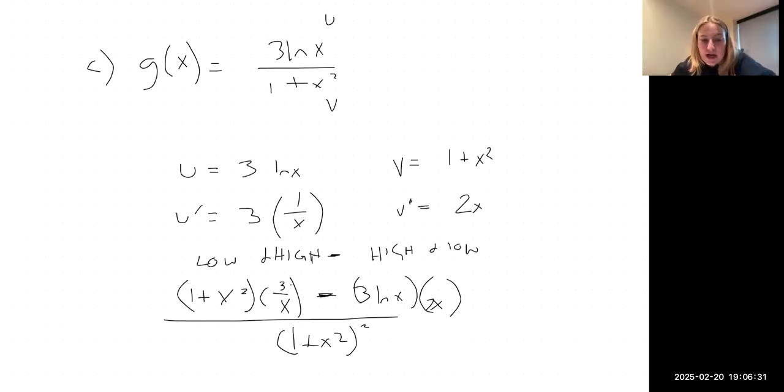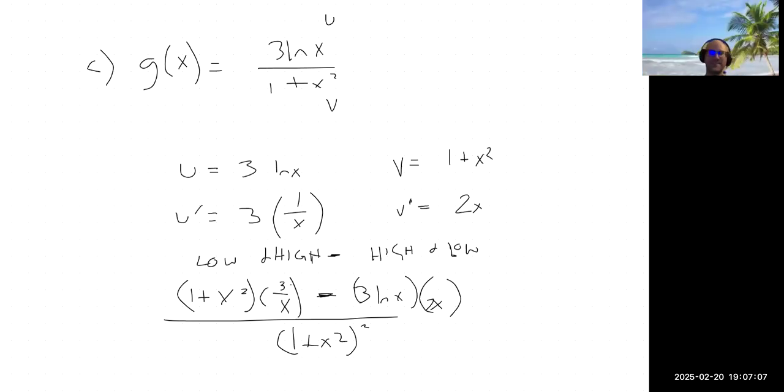Oh, wait, why is it just 2x? What happened to the 1? Well, what's the derivative of one? Oh, is it 0? I did not know that. Okay. Minus, parentheses, 3 ln x times 2x. Okay. I think we're on the same page now.